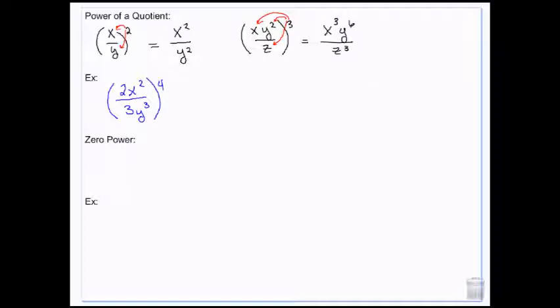Okay. I'm going to distribute this 4 to every term in the numerator and the denominator. So we'll get 2 to the 4th, x to the 8th, 3 to the 4th, y to the 12th. 2 to the 4th is 2 times 2 times 2 times 2, so that's 16. And 3 to the 4th is 3 times 3 times 3 times 3, so that's 81.